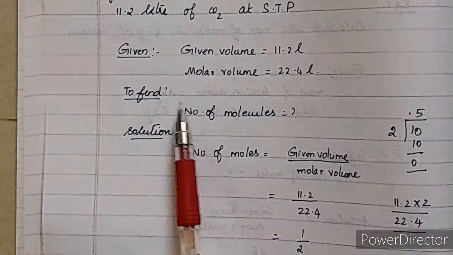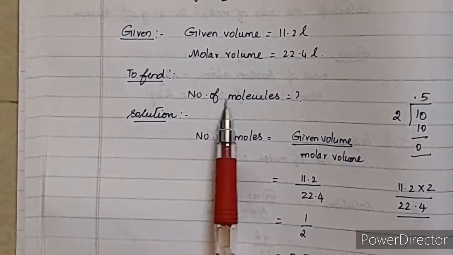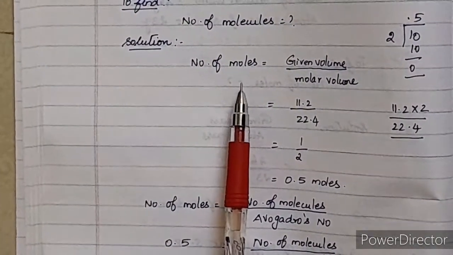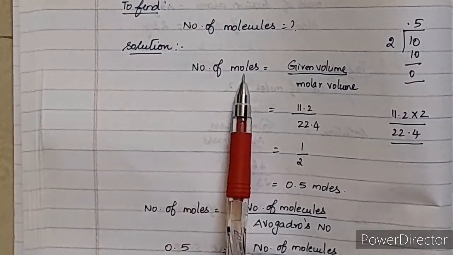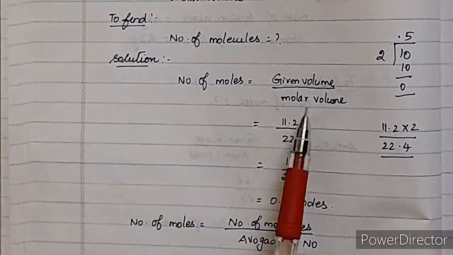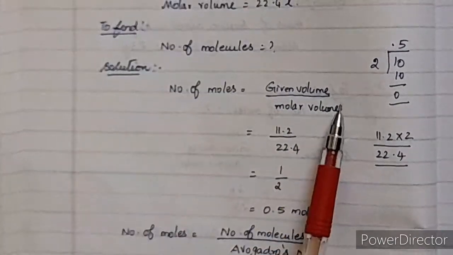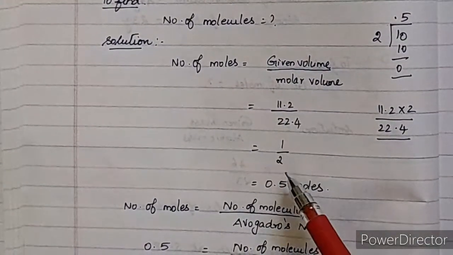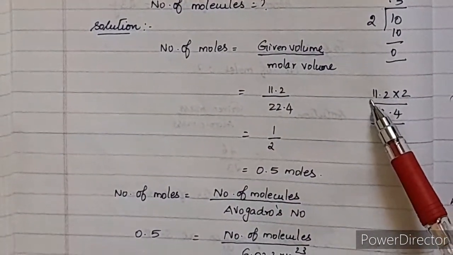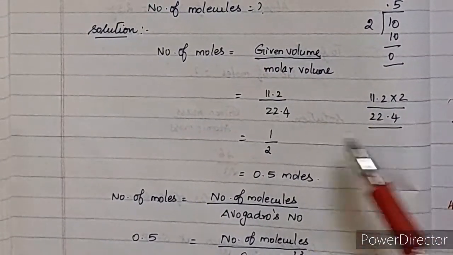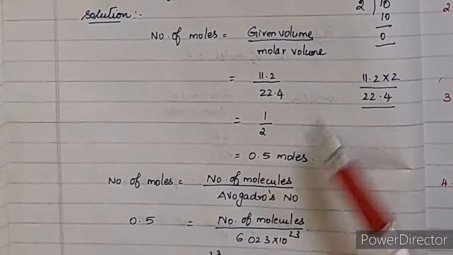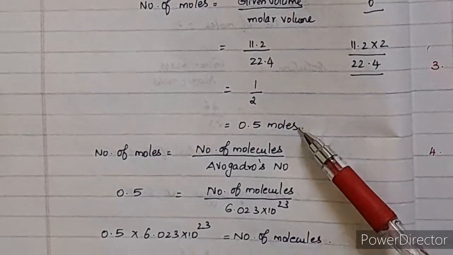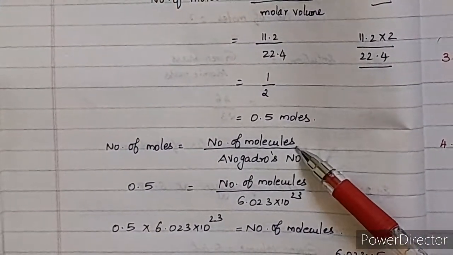The overall thing is you have to calculate the number of molecules. First I said that it should be converted to moles, isn't it? First you have to calculate the number of moles. So number of moles is equal to, since the given data is in terms of liters, we will use this formula: given volume divided by molar volume. So that is 11.2 divided by 22.4. This I can cancel: 1 by 2. I can multiply 11.2 into 2, it will become 22.4. So I can cancel this. So 1 by 2, when you divide, it will become 0.5. So how many moles are there? 0.5 moles.